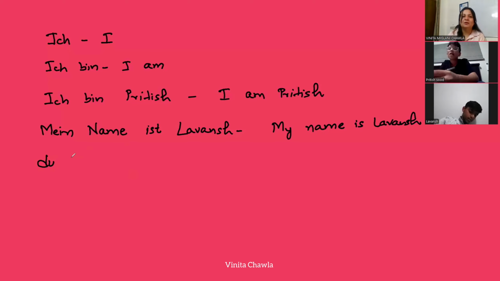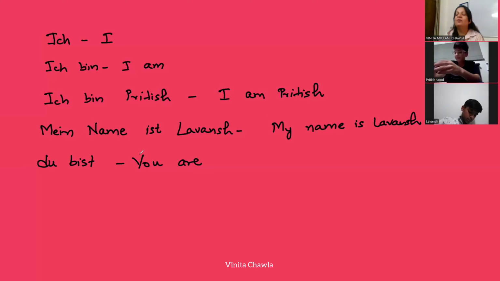Du bist means you are. How will we spell Pritish in German? Names are spelled in their own way as they are. We do not change the pronunciation for names. They remain as they are. Du bist is you are.